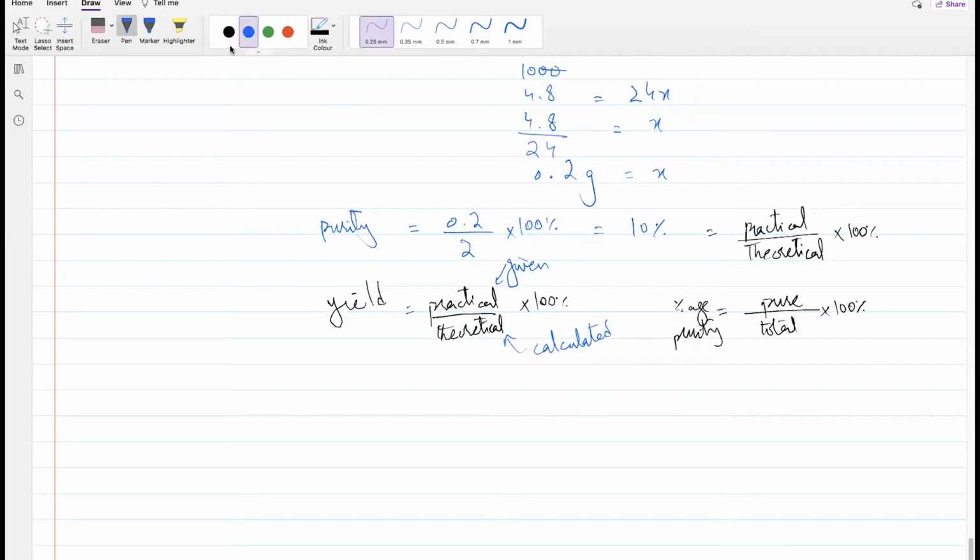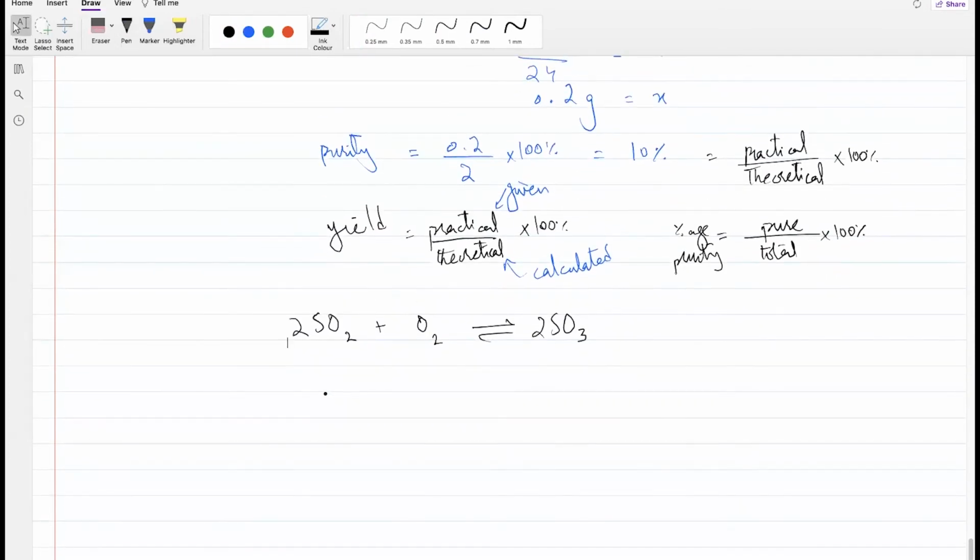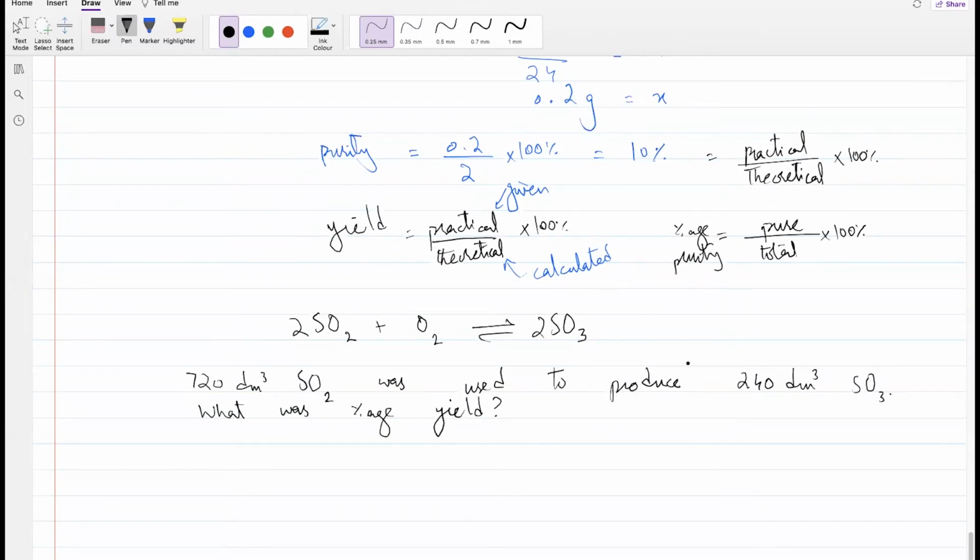So let's say we have a simple reaction, we have a reversible reaction, and they say, okay, sulfur dioxide reacts with oxygen to produce sulfur trioxide. Okay, and it's a fairly low yield reaction. So they say that 720 dm cube SO2 was used to produce. Okay, so it's a simple question.